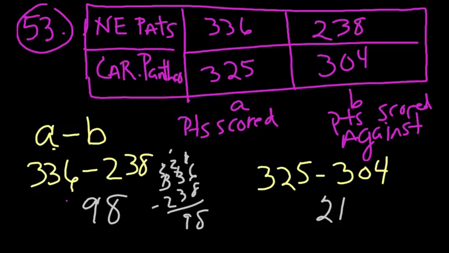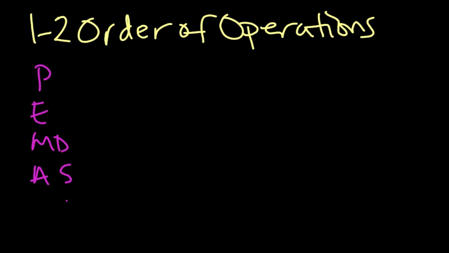If this was a test question and you wrote 98 and 21, you would still miss it, because what does the question say? Which team's net score was greater? So when you answer, you don't answer with the number, you answer with the team name. Well, the answer to this question is the New England Patriots. Okay, 1-2, order of operations.